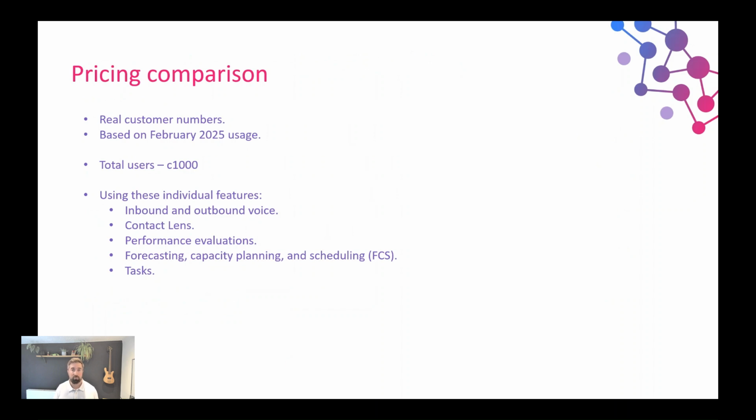They have somewhere around 1,000 total users. It's a predominantly voice-based contact center at the moment. There are quite substantial voice minutes, including the Amazon Connect usage and the telephony usage that we mentioned. They do have contact lens enabled already for the majority of calls, but not screen recording. There's some usage of tasks, and as mentioned, there's that usage of forecasting and performance evaluations, which are a couple of the individual features that do start to bump up your costs quite a bit.